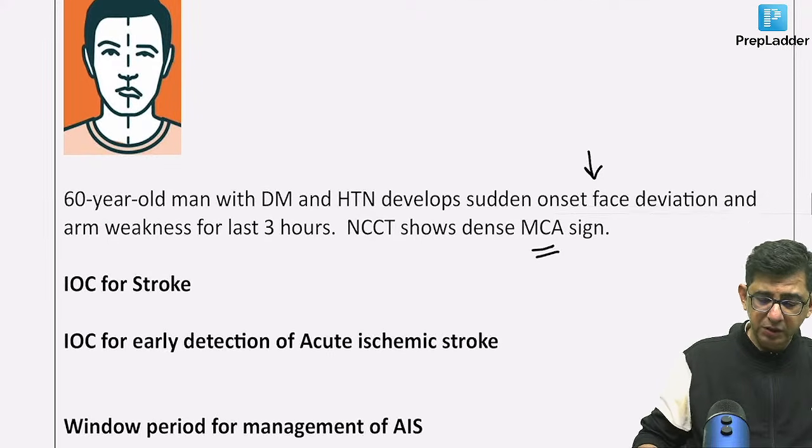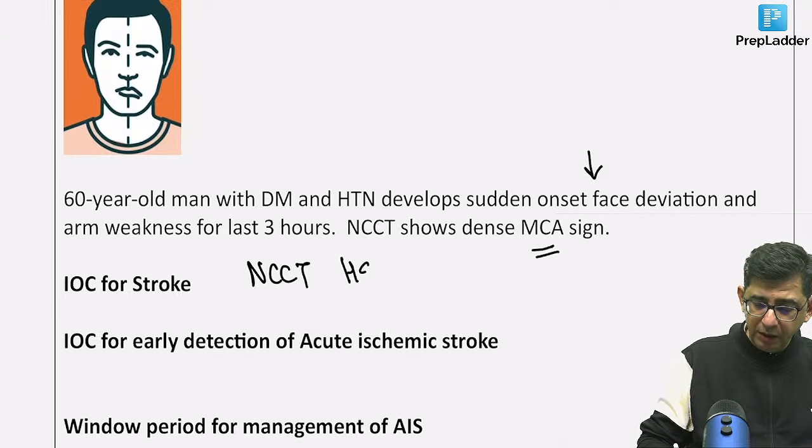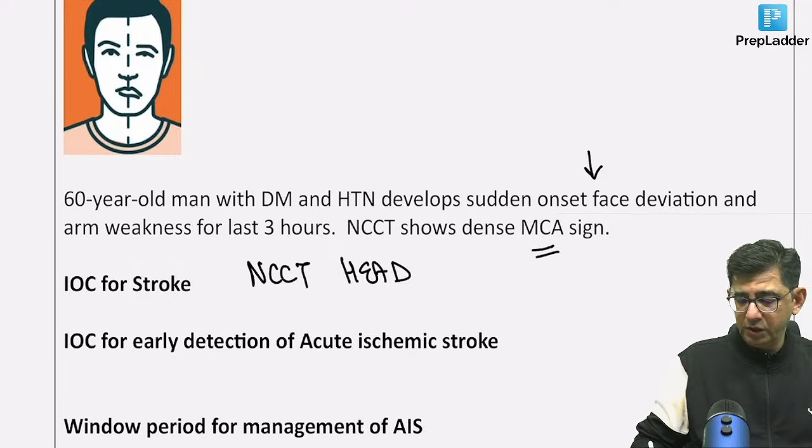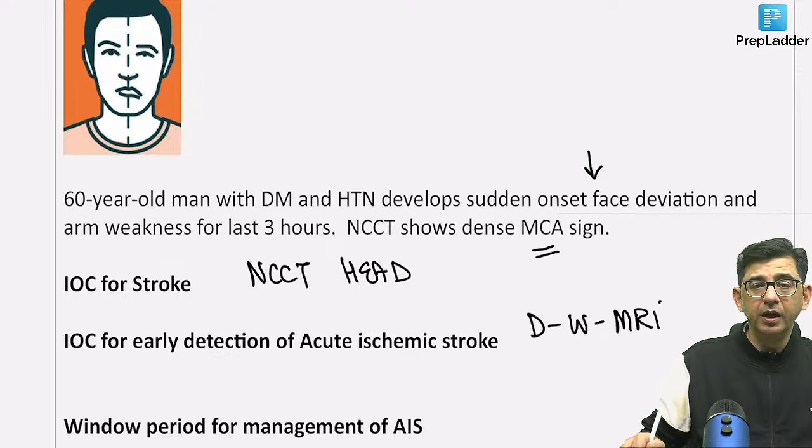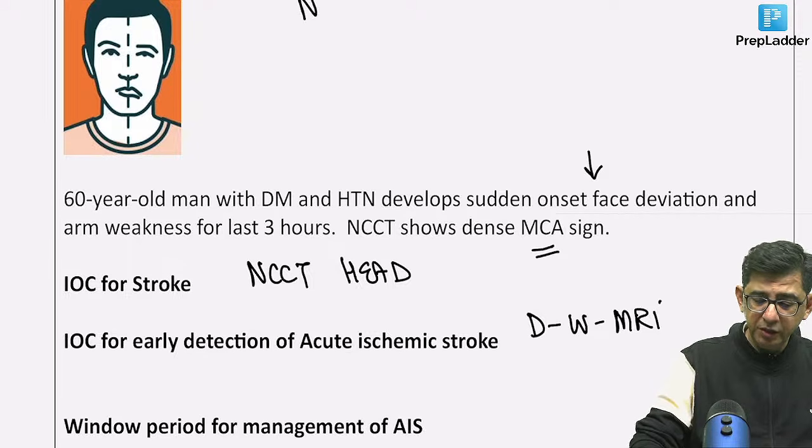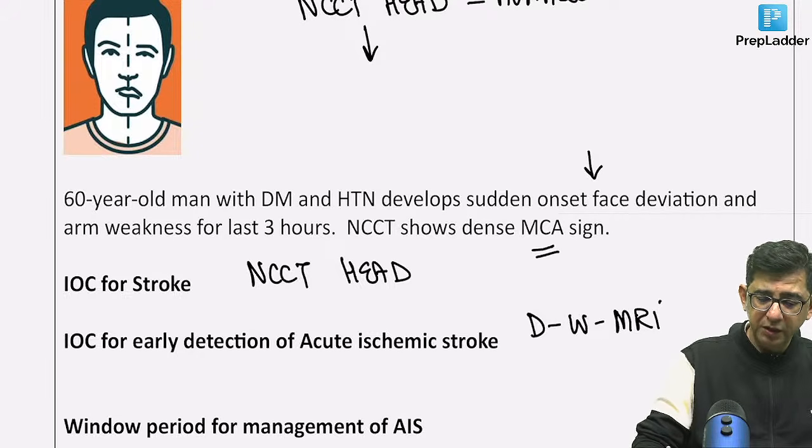If he says what is the investigation of choice, your answer would be a non-contrast CT head only. He can then say what is the best one for early detection. Your answer is a diffusion weighted MRI. And in case the CT head is normal, and he says what is the next best investigation.